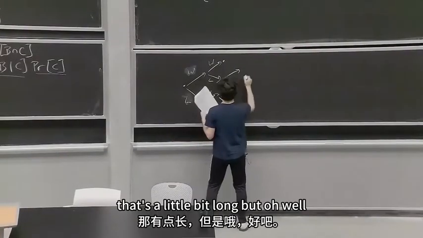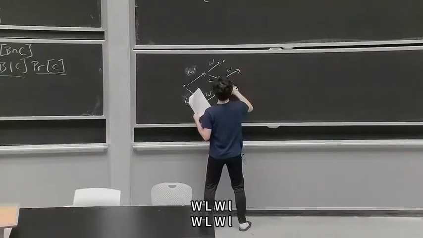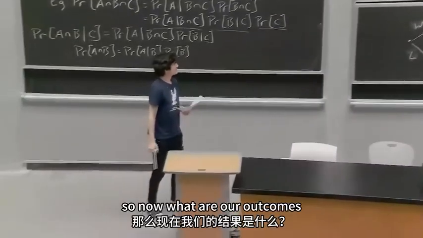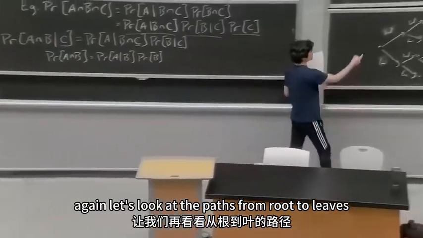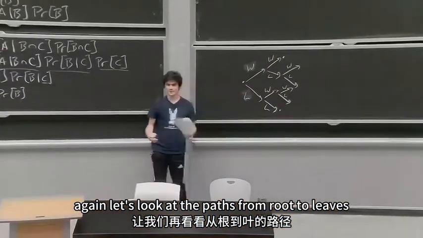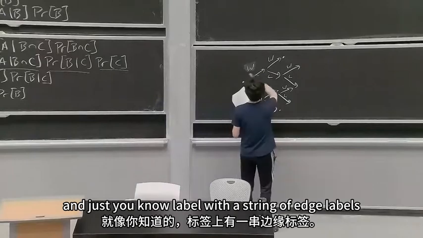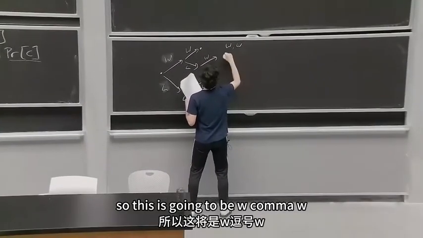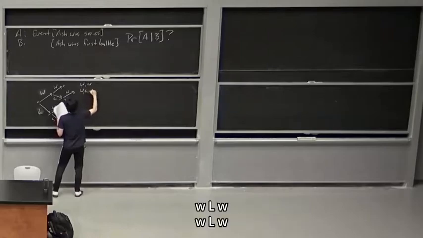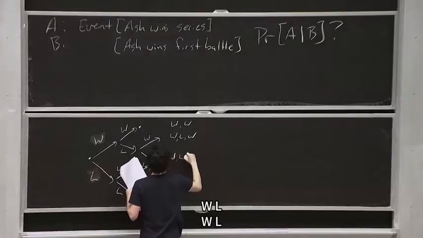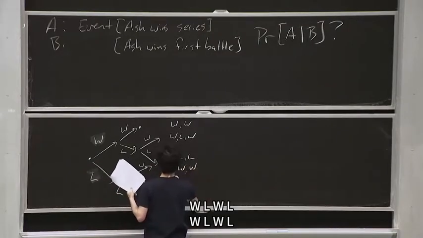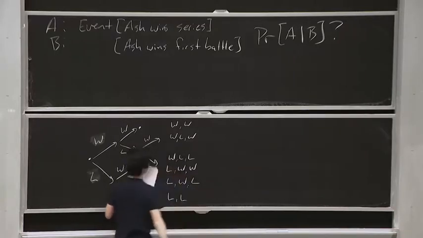Oops, that's a little bit long, but oh well. WL, WL. So now what are our outcomes? Again, let's look at the paths from root to leaves and just label with a string of edge labels. So this is going to be W, W, W, L, W, W, L, L, L, W, W, L, W, L, and L, L.